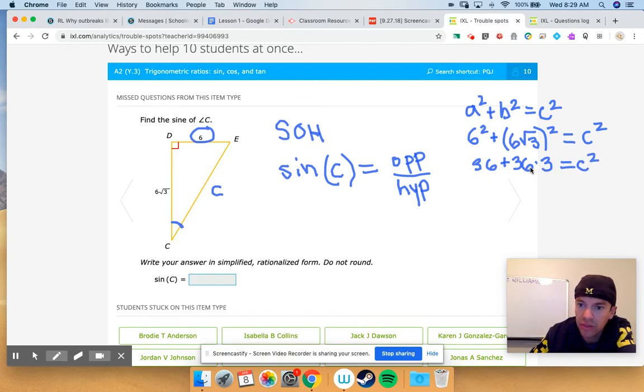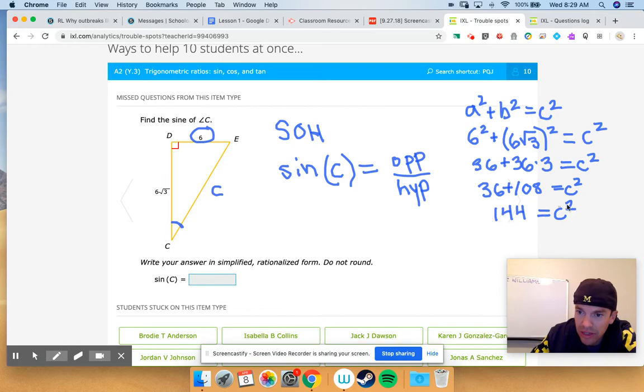Okay, so I have 36 plus 36 times 3. So 36 times 3, that's going to be, let's see, 90 plus 18. So that's 108, plus 36 equals C squared. Okay, so now I have 36 plus 108. That's going to be 144, right? Yep. And then that's equal to C squared.